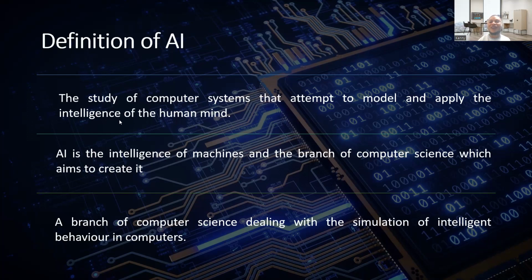So that's the definition of artificial intelligence. That's a study of computer systems that attempt to model or simulate and apply the intelligence of the human mind. That's artificial intelligence. Let me give you an example.